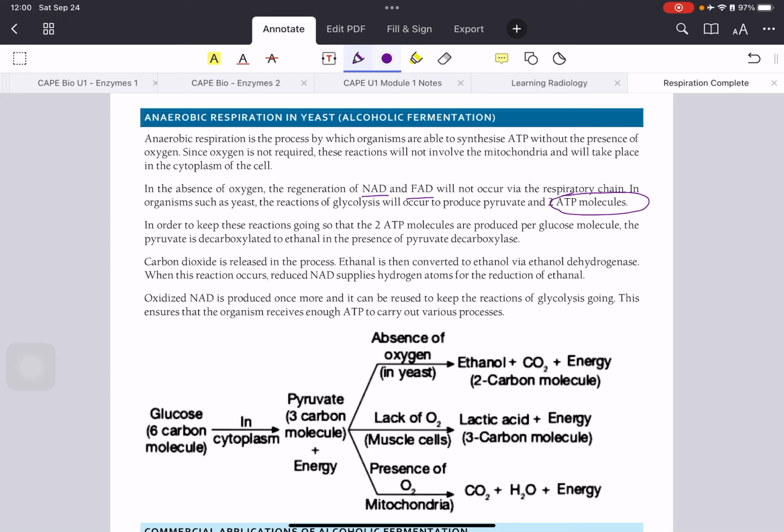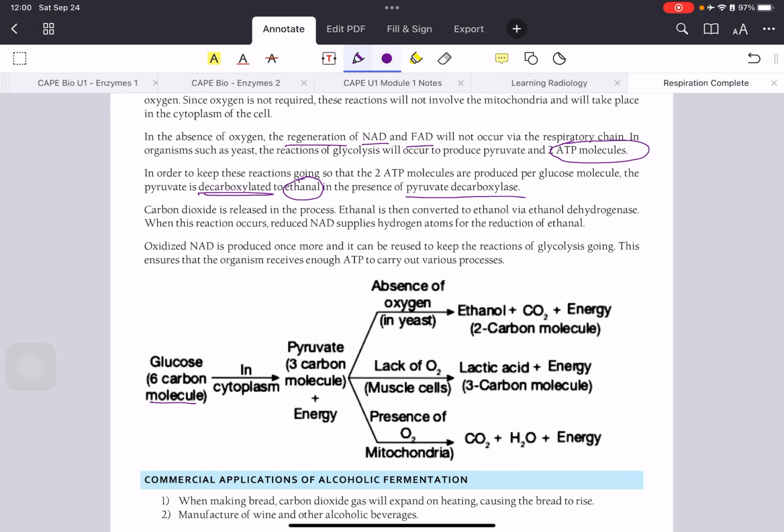So in order to try to regenerate the NAD and FAD, which is very important, the pyruvate at the end of glycolysis is actually converted to something else depending on the organism, right? So the pyruvate is said to be decarboxylated to ethanol, right? And this is in yeast. It's also called alcoholic fermentation because of the presence of ethanol, right? And the enzyme that does this is pyruvate decarboxylase. So you can see here, the glucose goes to pyruvate. This is glycolysis here. We don't need to go back through the whole glycolysis, right?